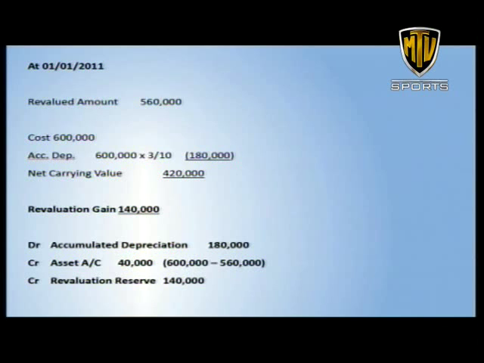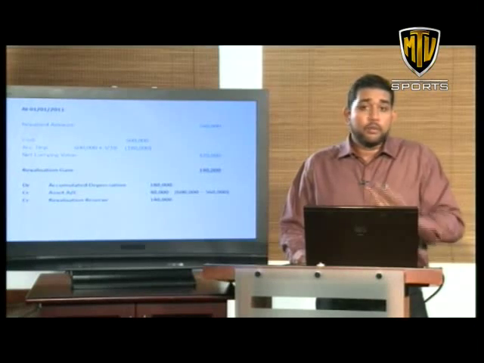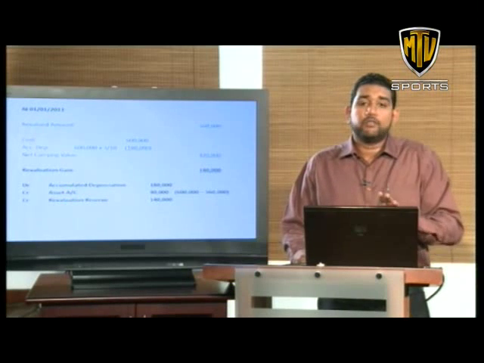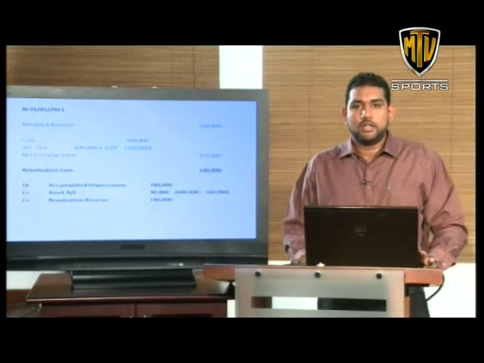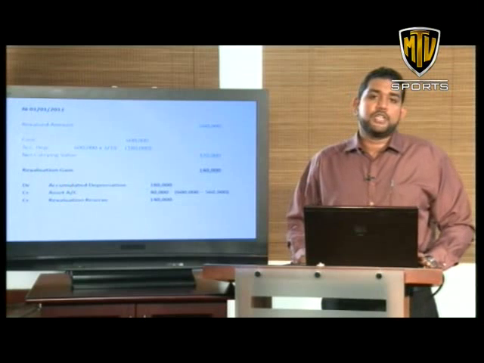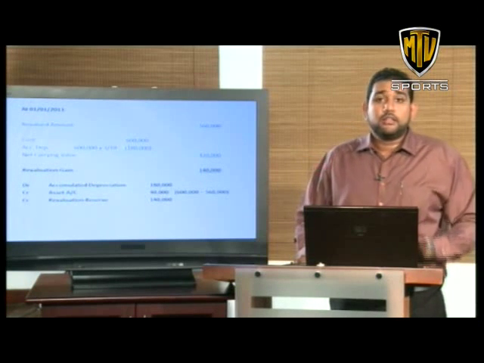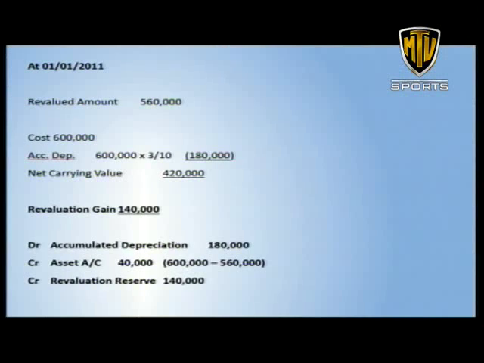So what are we going to do? We need to increase the value of the asset. Now remember the steps involved. We have to clear our depreciation account. How much are we having in the depreciation account? 3 years of depreciation, $180,000 is there in the depreciation account. So we take it out, debit the accumulated depreciation account for $180,000.